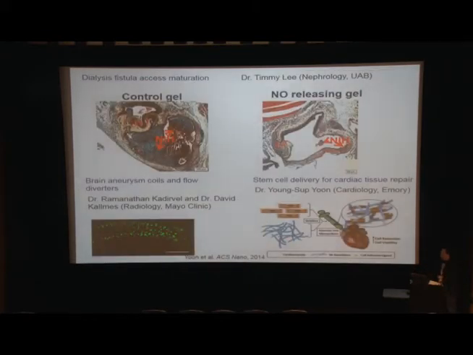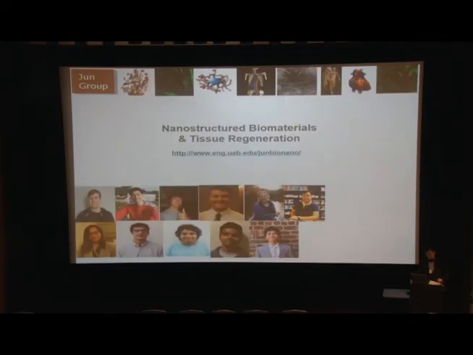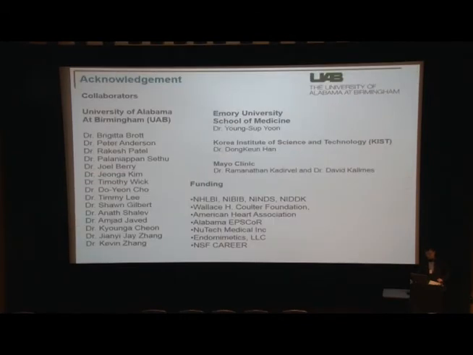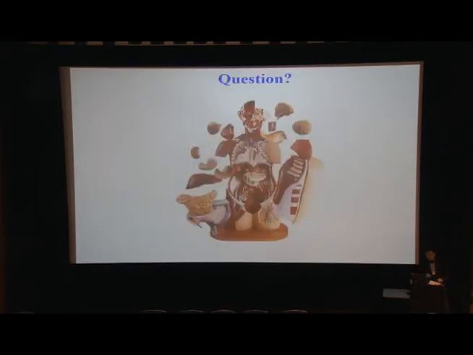Also, our gel has great potential for arteriovenous fistula. Compared to the control group, our nanomatrix gel completely inhibits restenosis, and it can also be used as a coating for brain aneurysm coils. And with Dr. Yoon's group at Emory, we also delivered iPS cells with this nanomatrix gel and showed excellent cardiac myocyte differentiation and cardiac tissue regeneration. I appreciate our group members and all our collaborators. Thank you.